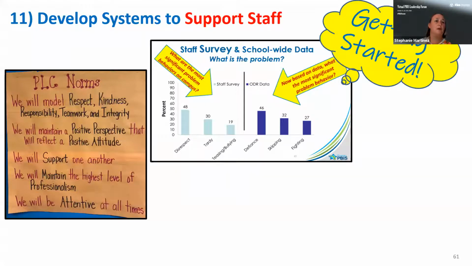We want to make sure we're getting feedback from our staff over time about PBIS. Here's an interesting survey that some of our schools have done. They survey the staff about their perceptions of the biggest problem at the school, and the staff respond. Then we show them what the actual data shows to see if it's similar or different.